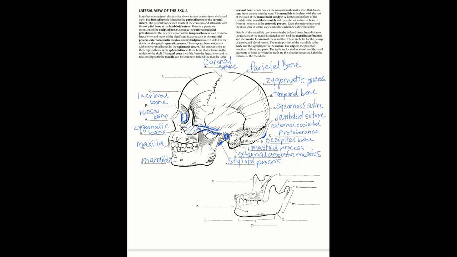Q is the sphenoid bone. This is just the little portion that you can see outside of the skull. Most of the sphenoid bone is going to be internal. And then finally, R is our frontal bone.